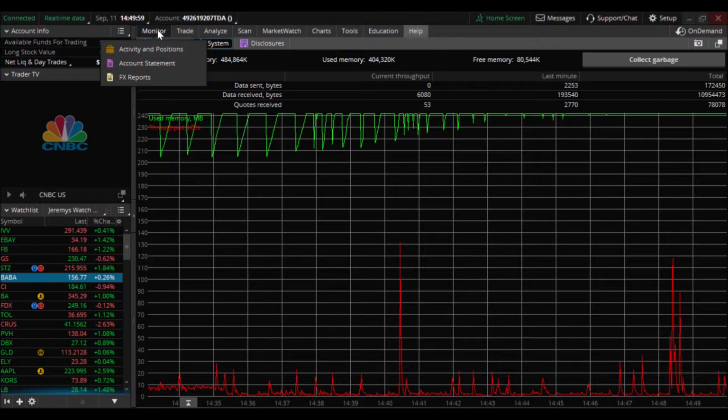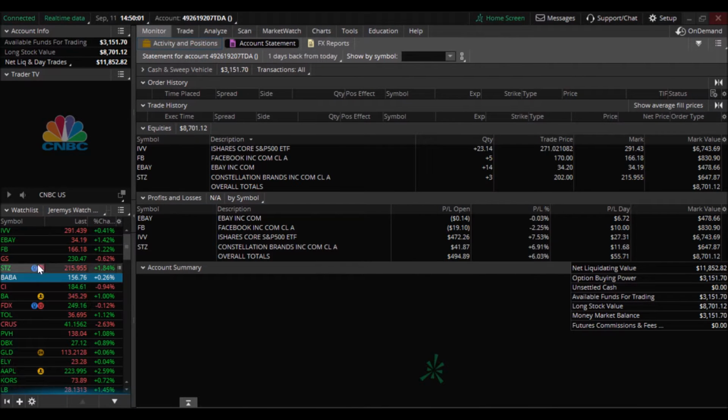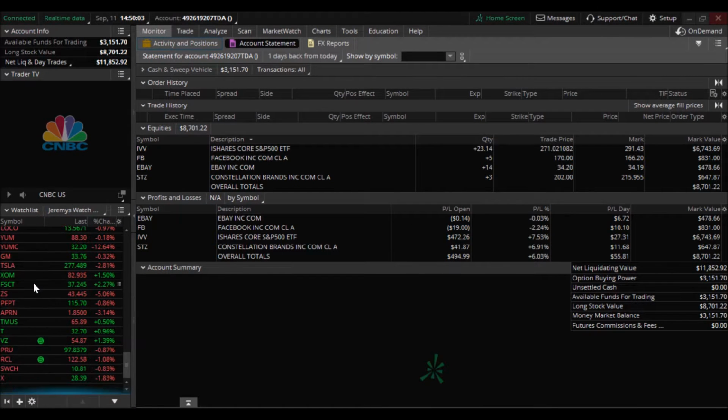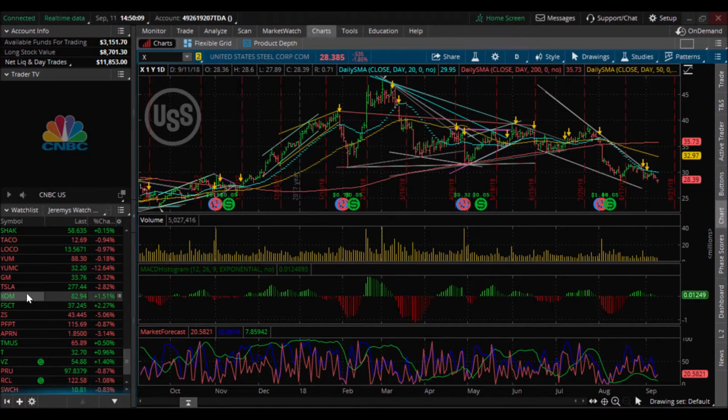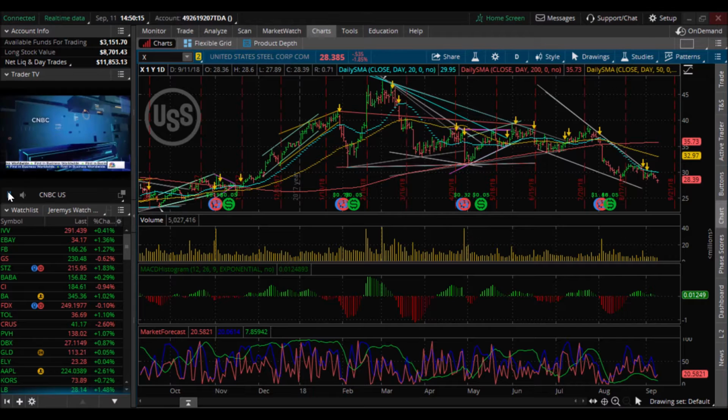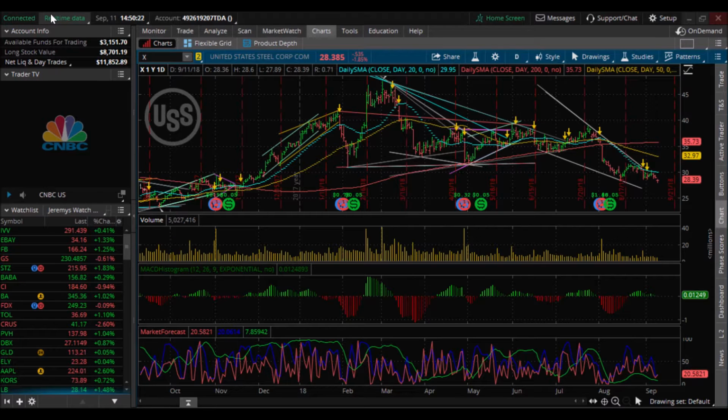I've never had a problem with it, but over here you have your watch list. You can add as many stocks as you want and group them all together. I try to group them together by industries, but they get jumbled sometimes. CNBC, you can click right on and watch it live right here, and you can look at your connected and real-time data. So that's all I have for you guys.